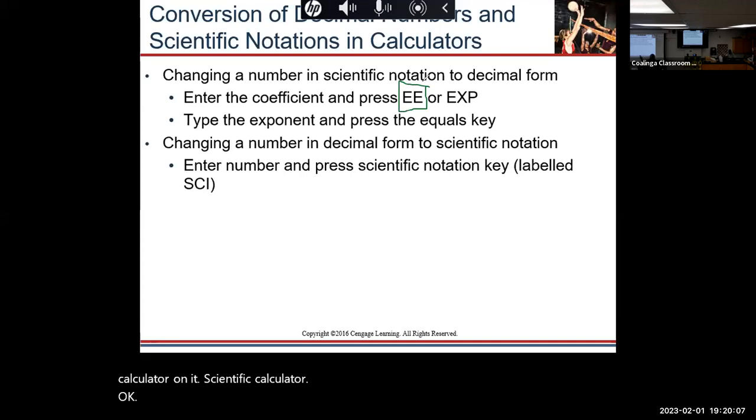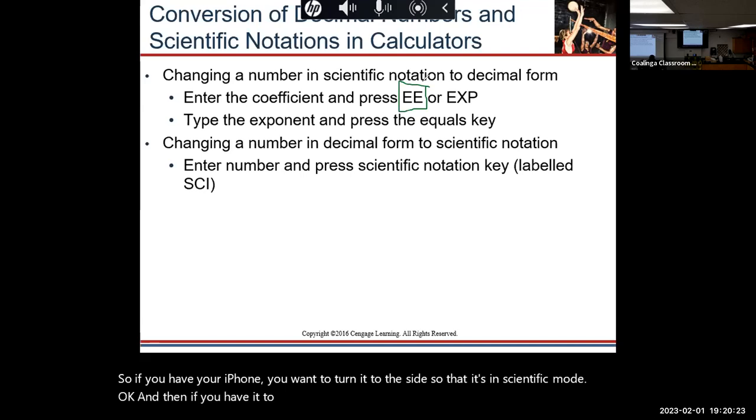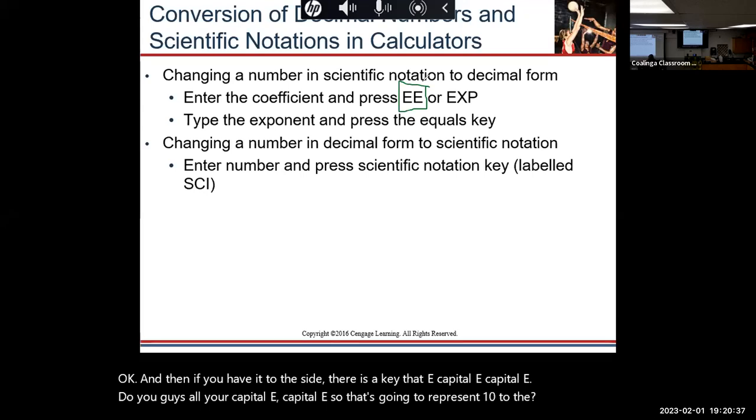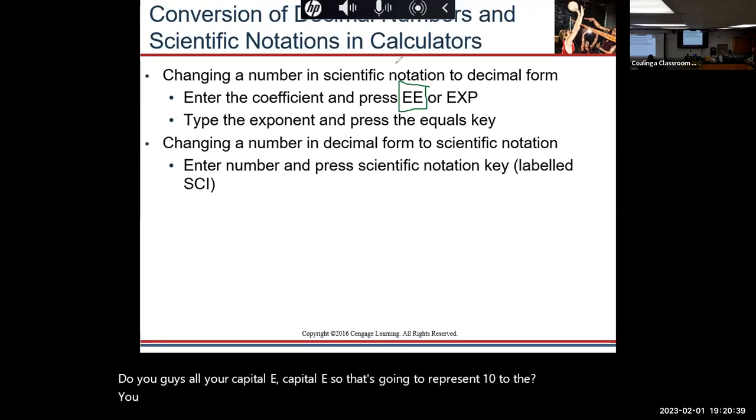If you have your iPhone, you want to turn it to the side so that it's in scientific mode. Okay. And then with it to the side, there is a key that says capital E, capital E. Do you guys all see your capital E? That's going to represent 10 to the power. So that EE is going to represent 10 to the whatever power we're talking about.